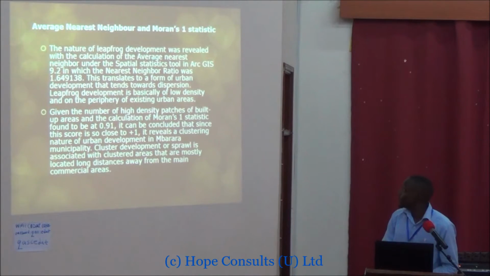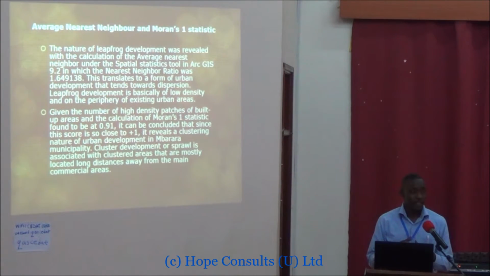Then I used the average nearest neighbor and Moran's I statistic for autocorrelation calculations, using the combined point map for all the three layers. I couldn't take it for granted that the area was leapfrogging. The average nearest neighbor, when calculated, gave me a score of 1.64, and this shows that the area was experiencing leapfrogging or dispersion. Then Moran's I calculates the similarity, how values come together and relate to one another. When there are many, it tends to cluster. That score of 0.9 was so close to 1, and when it's so close to 1, it shows that the area is clustering.